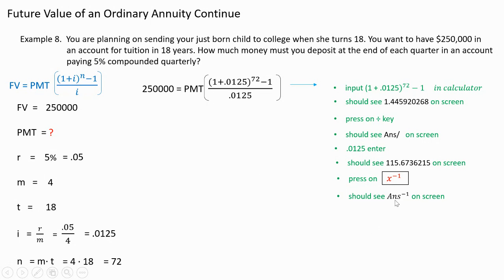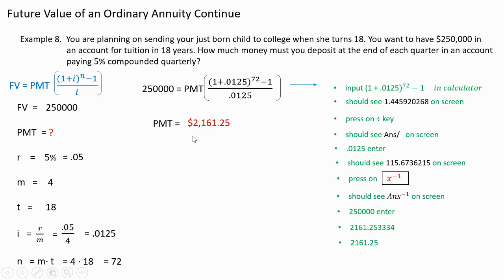This is what you should see on your screen: Answer to the -1. Everything in black is what you should see. Now we're going to enter the 250,000. After you enter it, you get 2,161.25334. Rounded off is $2,161.25. So that's how much money you have to deposit every quarter.